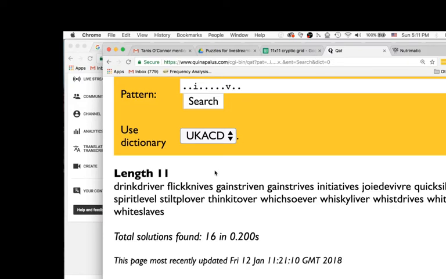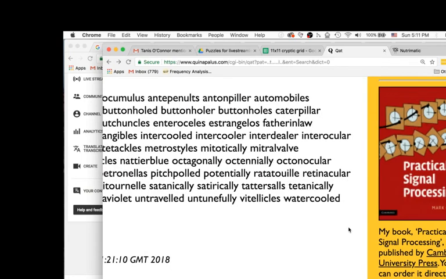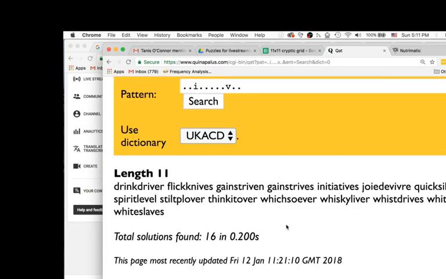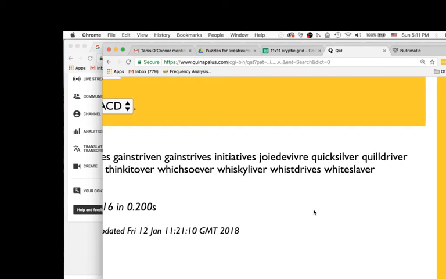Some of these are very British or things that I don't know. Oops, I accidentally went back. There are some entries that I like in here in terms of being words on their own, but they don't have good wordplay in them. For instance, joie de vivre.